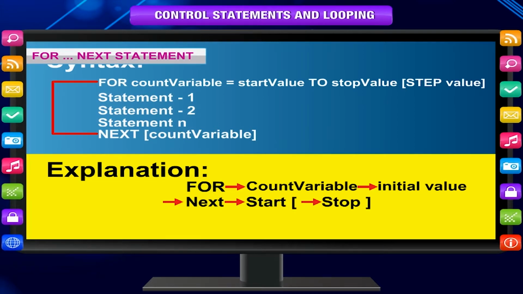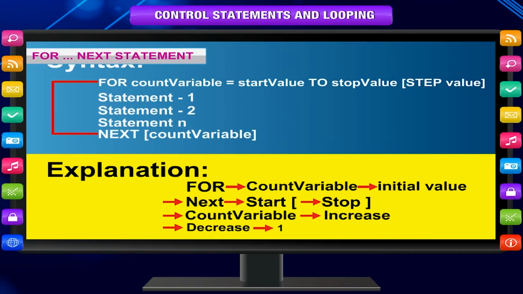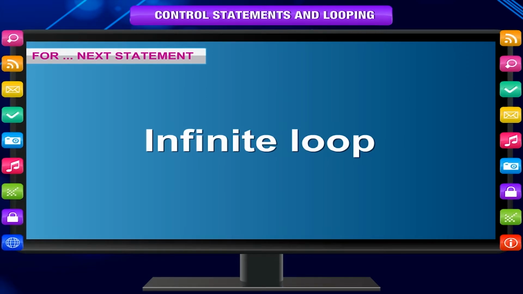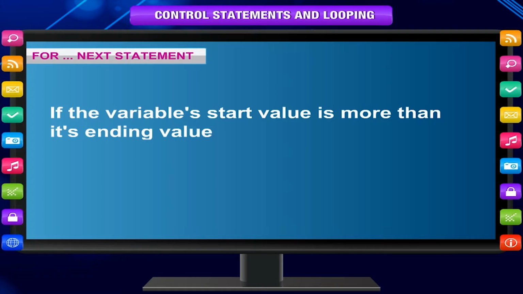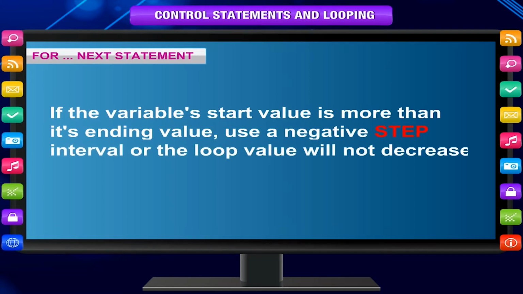Along with start and stop value, you can also tell the step value with which the value of the counter variable will increase or decrease. The step value is 1 if not specified. Infinite loop: if the variable's start value is more than its ending value, never use a positive step interval, or the loop value will not decrease and the loop will never stop.